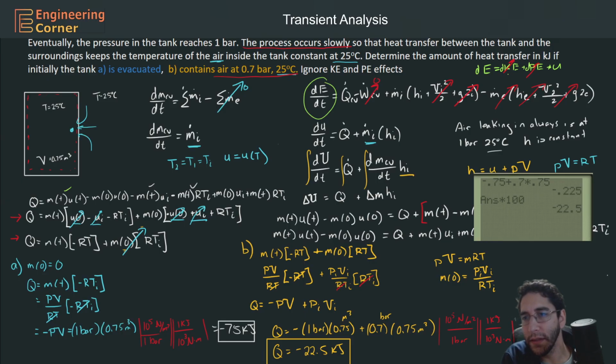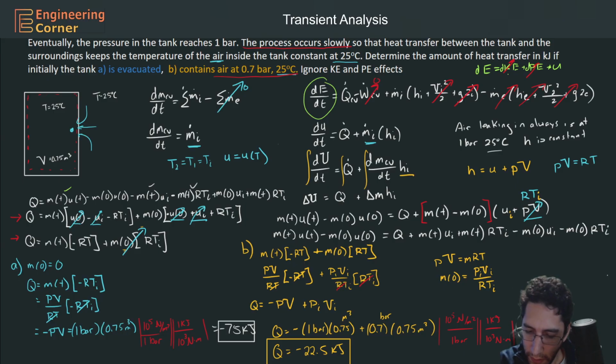So that's the difference. The only difference in working this problem is what you do with this term right here, because initially it's evacuated, so it goes to 0. And then when it contains air, you have to work through the ideal gas.